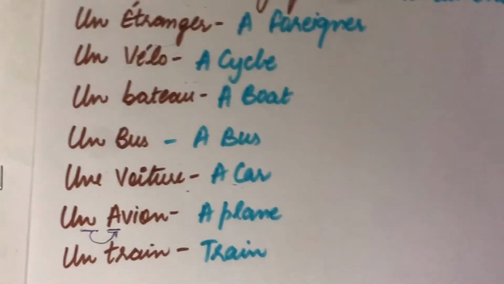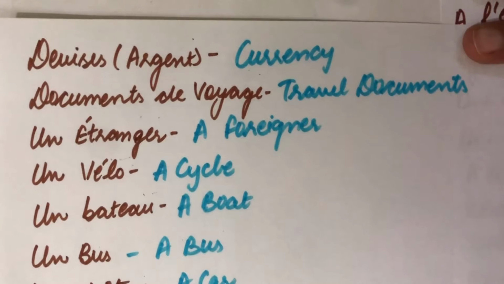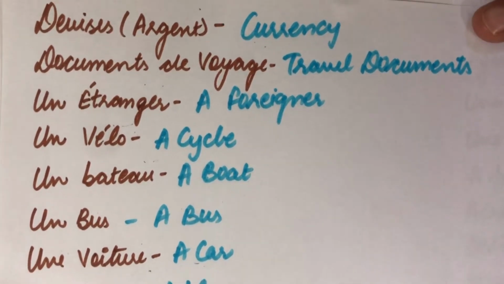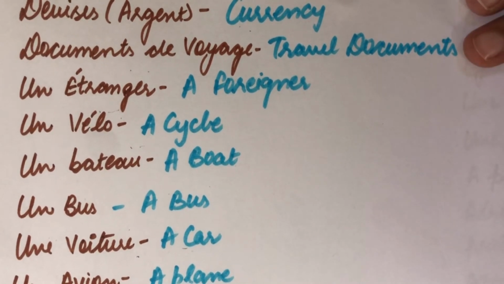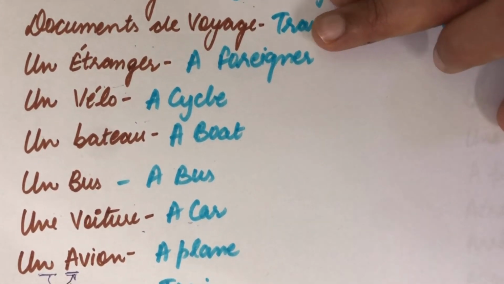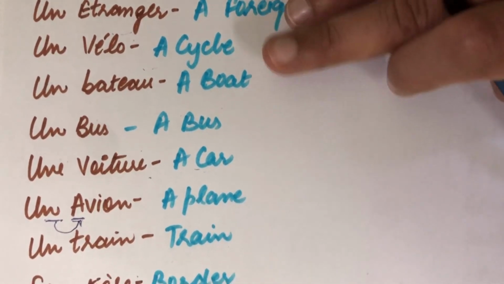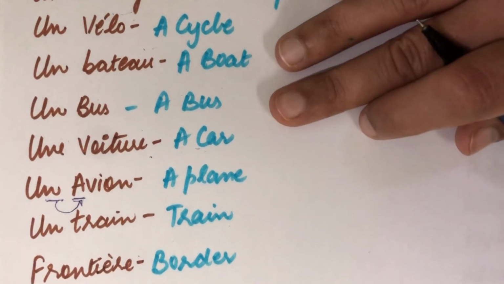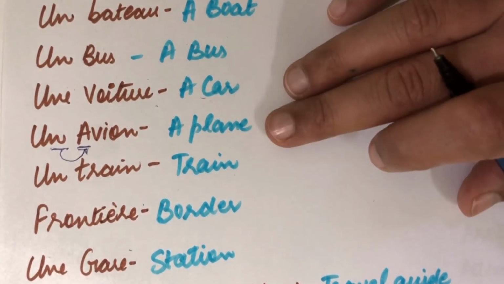Okay. Next is devise, argent, that is currency. Document de voyage, that is travel documents. And next is un étranger, that means a foreigner actually. Next is un vélo, that is a cycle. Un bateau, boat. Un bus, a bus. Une voiture, a car. Un avion, that is a plane.